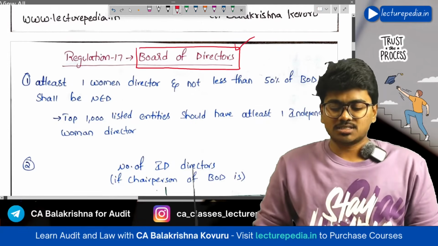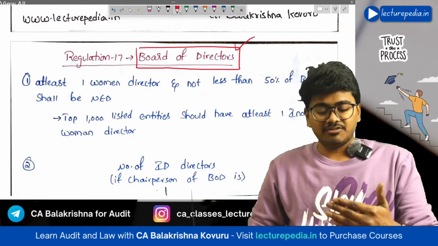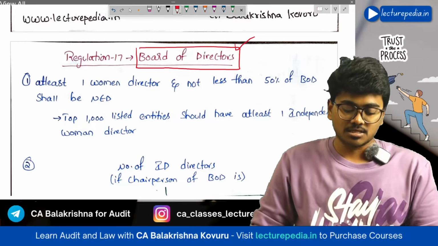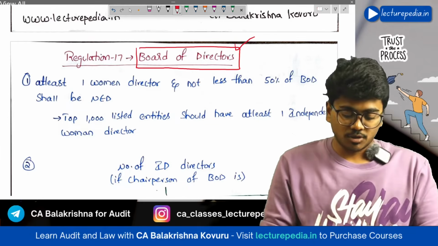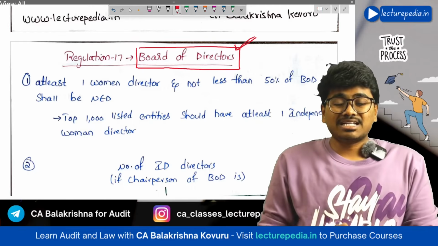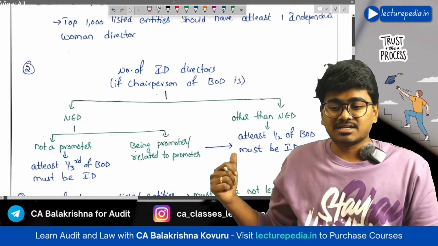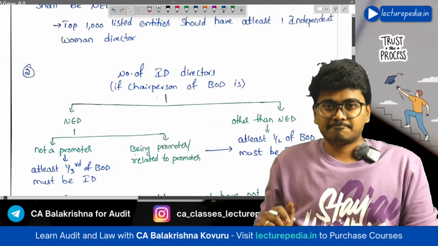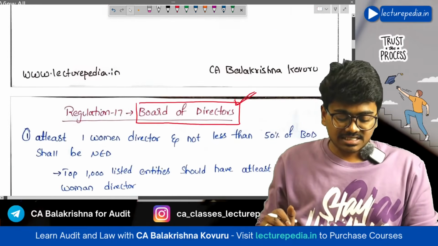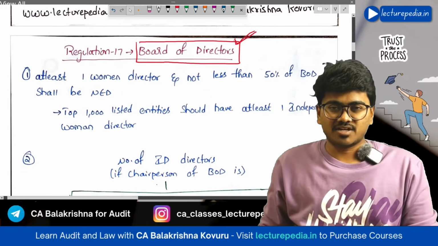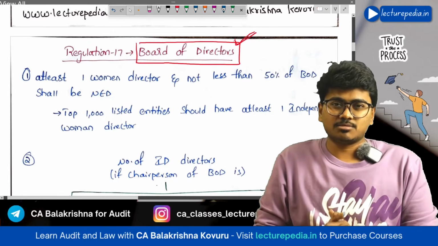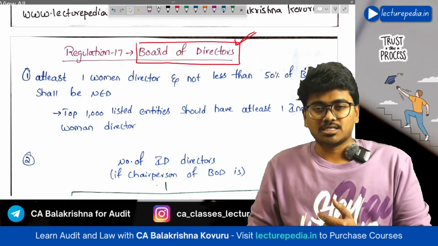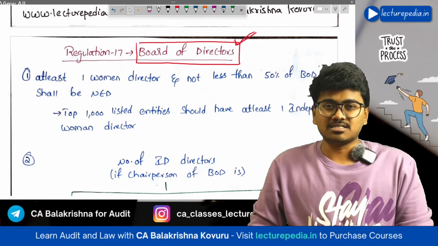Now, starting with regulation 17 with respect to board of directors. From now onwards, you will find various rules and various compliances which have to be followed by listed entities. Regulation 17 speaks about board of directors. Whatever is specified in this regulation 17 must be followed by the listed entity. Basically, regulation 17 deals with composition of the board of directors. That is, how many directors must be present, how many should be independent, how many women directors should be present. These aspects will be dealt with in regulation 17.